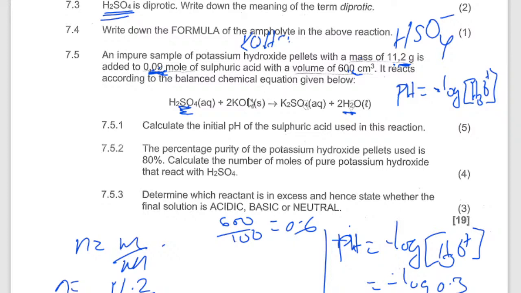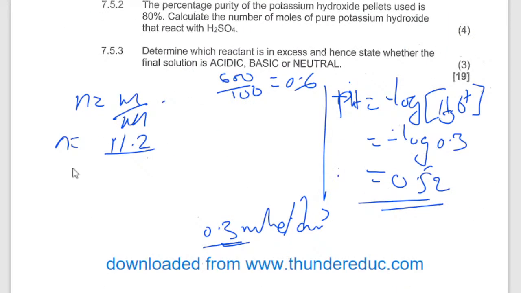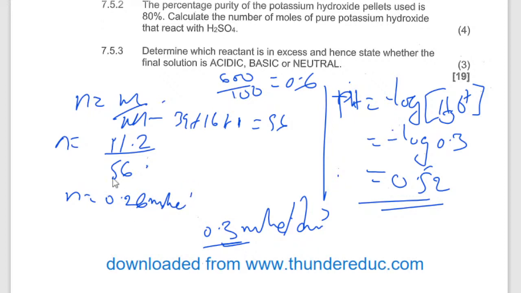Yeah, it's 39. Not 40, it's supposed to be 39. Okay, check on the periodic table, potassium. So I'm looking for the molar mass. Potassium is 39 plus oxygen, which is 16, plus hydrogen, which is 1, which gives me 56. So the number of moles is equal to this divided by 56, which is 0.26 moles.